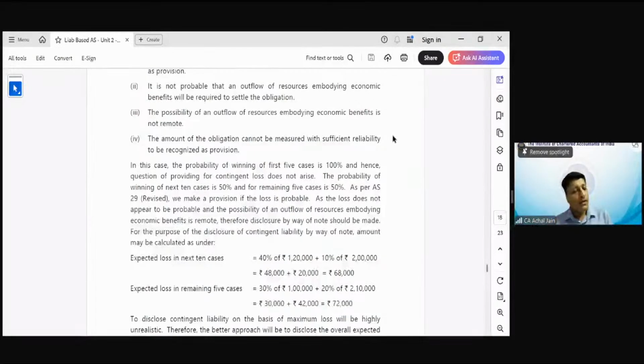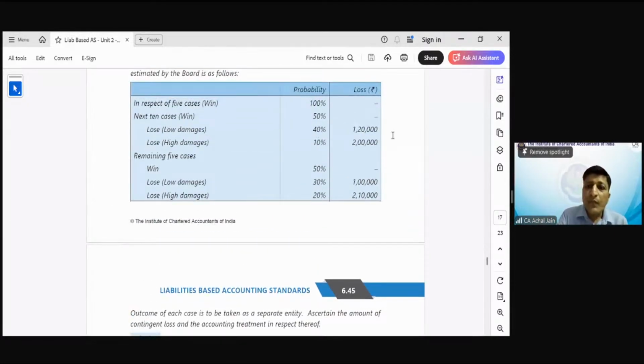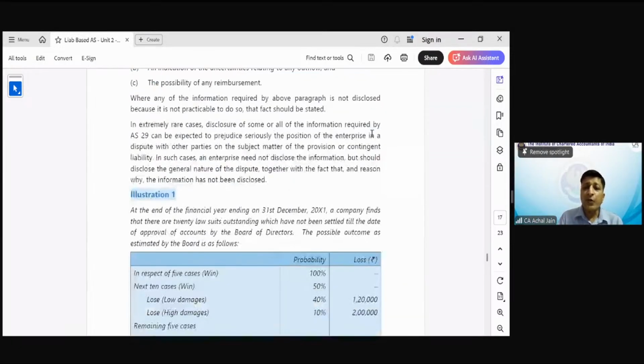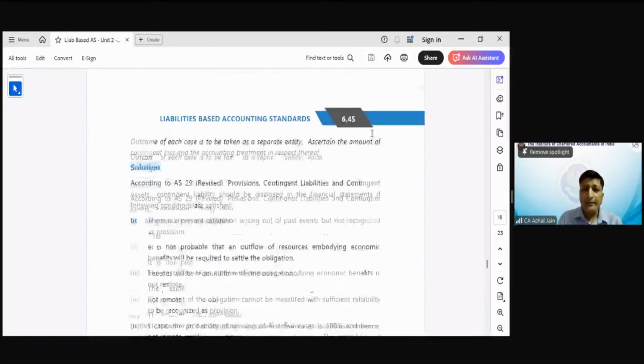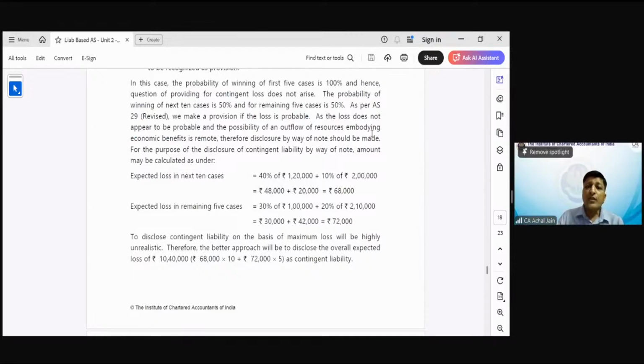But how do you ascertain the amount? Very simple. What is the chance of this damage of 1,20,000? 40%. So 40% of 1,20,000 you will take. And what is the chance of damage of 2 lakh? 10%. So 10% of 2 lakhs you will take. Clear? So in this case, for the next 10 cases, what is going to be the amount of contingent liability? 68,000.